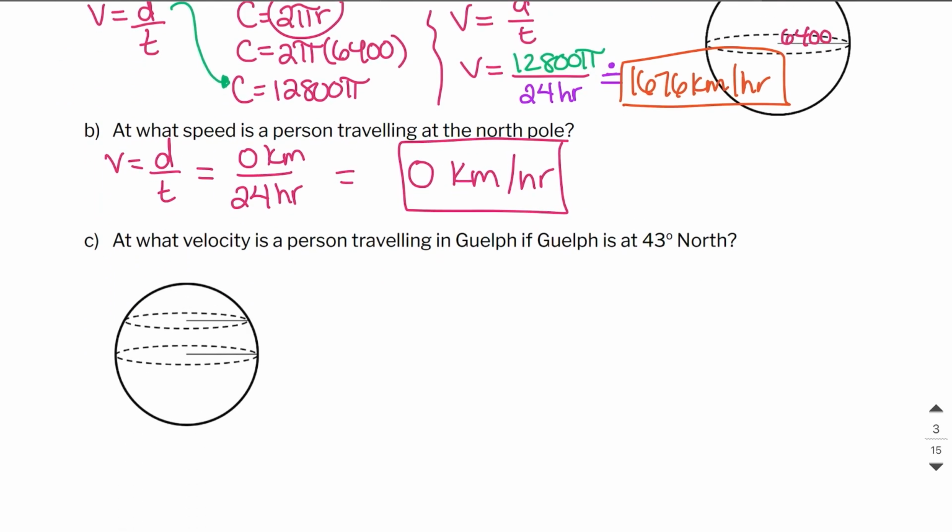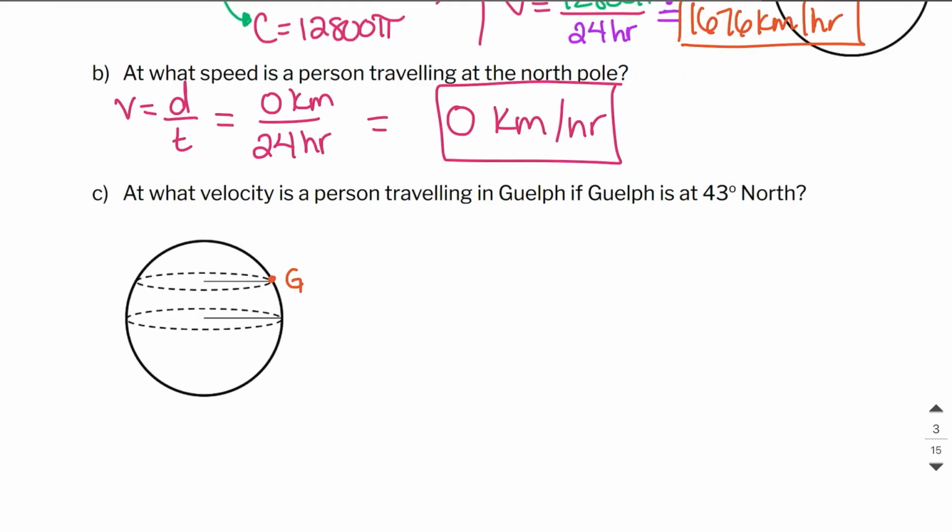Okay, so now the next part is a little bit trickier, so pay really close attention. It says, at what velocity is a person traveling in Guelph if Guelph is at 43 degrees north? Let's assume that this right here is where Guelph is. Guelph has a smaller radius to cover. The radius is different here because we're not on the equator, so this part of the sphere is going to be smaller. So we need to figure out what the new radius is going to be.